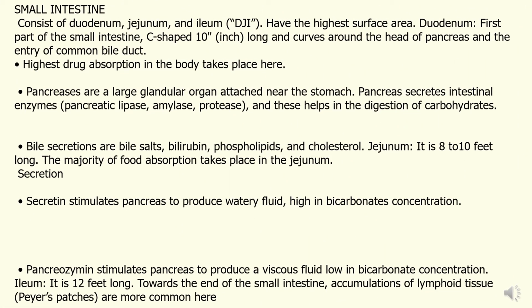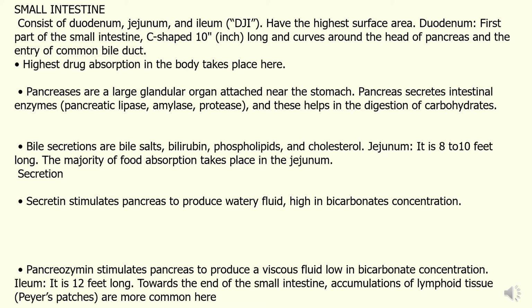The small intestine consists of the duodenum, jejunum, and ileum, short form DJI. They have the highest surface area. Duodenum. It is the first part of the small intestine, C-shaped, 10 inches long, and curves around the head of the pancreas and the entry of the common bile duct. Highest drug absorption in the body takes place here.